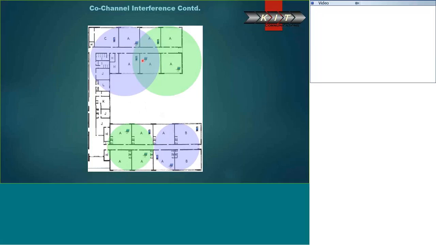So the devices in here are falling into that trap. If you're an AC and you're only using 80 or 160 bonded channels, you're going to have problems because these people are going to be faced with that challenge of trying to figure out which signal to listen to.